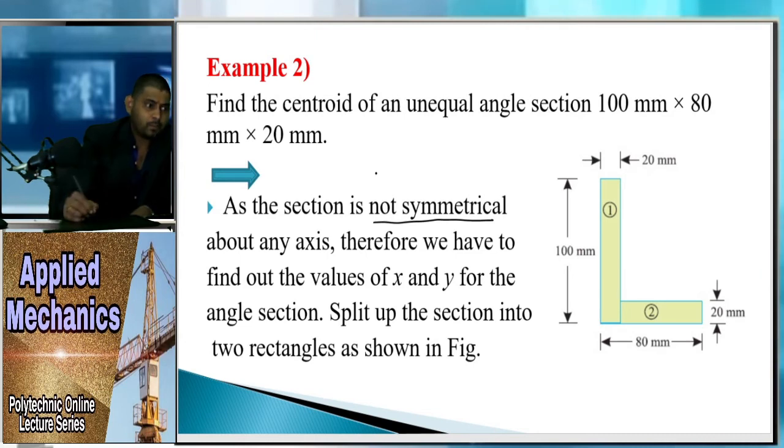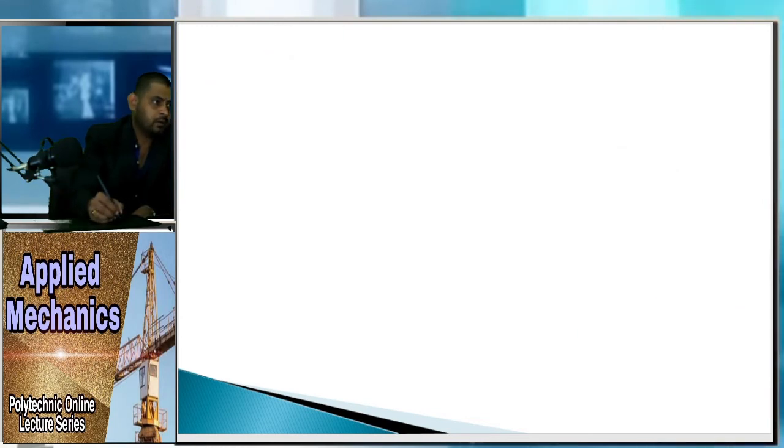So what you have to do, therefore, we have to find out the values of x and y both for the angle section. Split up the section into two rectangles. So we have to split this section into two rectangles. This is our first rectangle and this is our second rectangle, right? So we have split this in two ways. Now let's see how we can solve this.